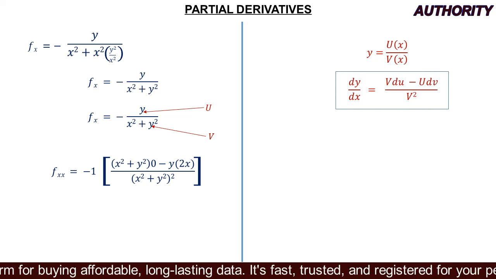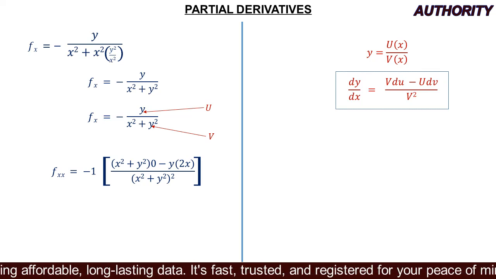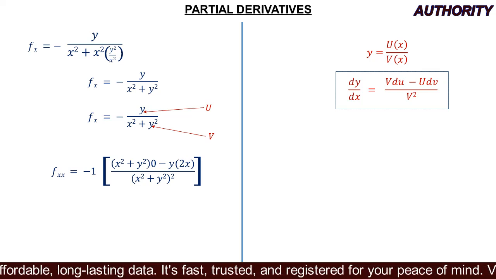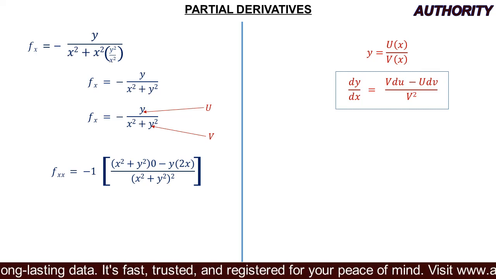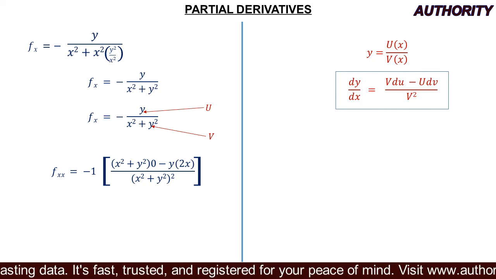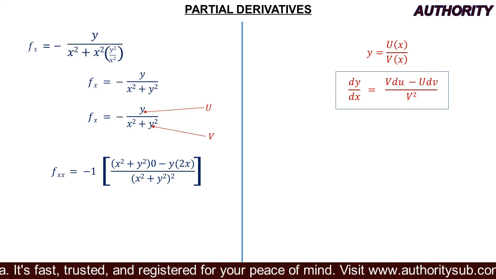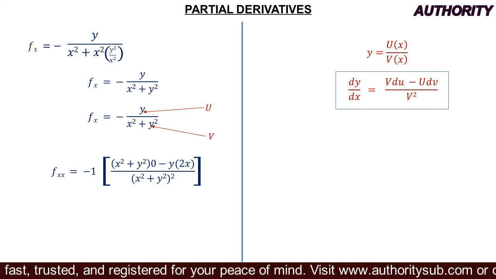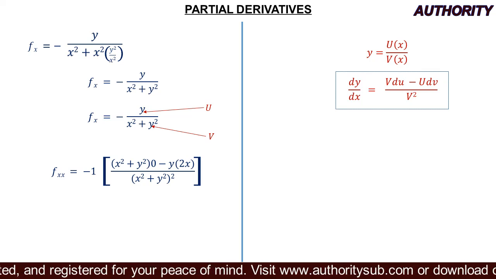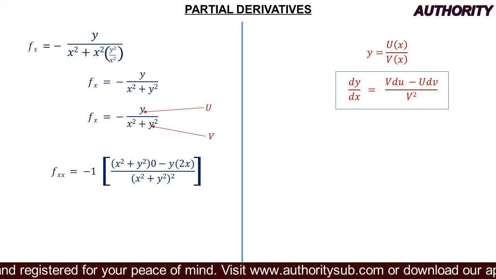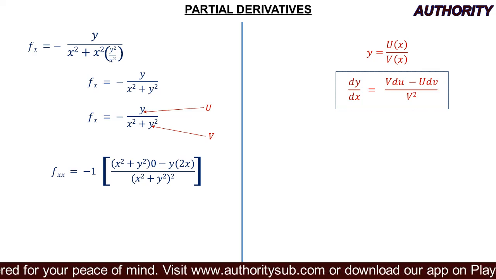Then we differentiate the denominator with respect to x. So when we differentiate x squared plus y squared with respect to x, what are we going to have? We're going to have 2x, right? That is in the numerator. And then in the denominator, where we have v squared, we're going to have x squared plus y squared in bracket squared, right? Good. So that is to say that the second partial derivative of f with respect to x is this, right?